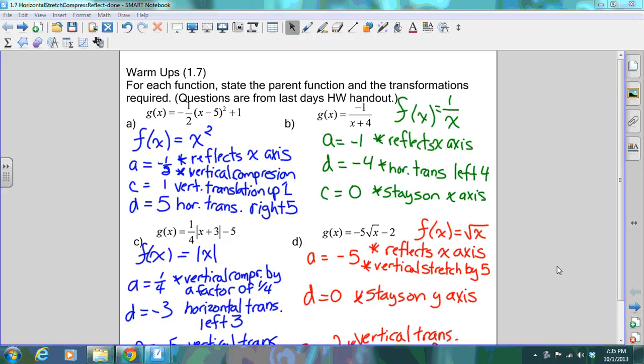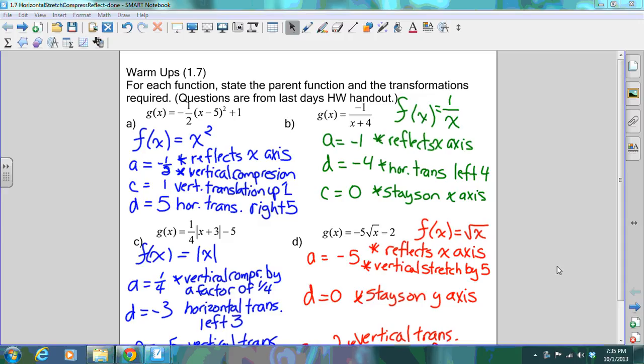Class, welcome to lesson 1.7, horizontal stretch, compression, and reflection. Today's lesson is brought to you by the letter K. Let's review some warm-ups and the letters we know from the previous lesson, the A, D, and C. As we learned yesterday, we learned about transformations of parent functions and what each letter does.